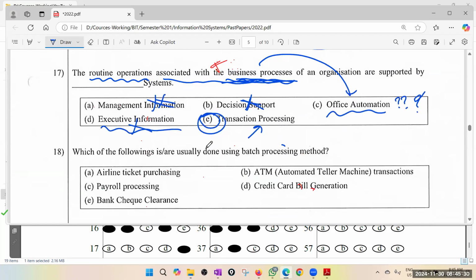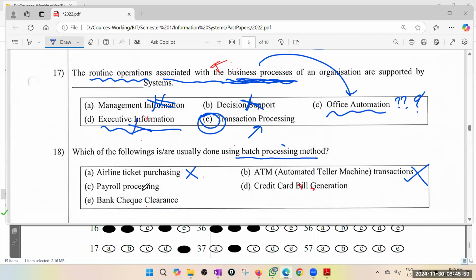18. Which of the following needs are usually done using batch processing? Airline ticketing, definitely online, because when you buy an airline ticket, that seat must be reserved instantly. ATM machine transaction, definitely not batch processing. It must be online real time. The moment you withdraw money, the database must be updated. Otherwise, you will withdraw more money than is in your account.